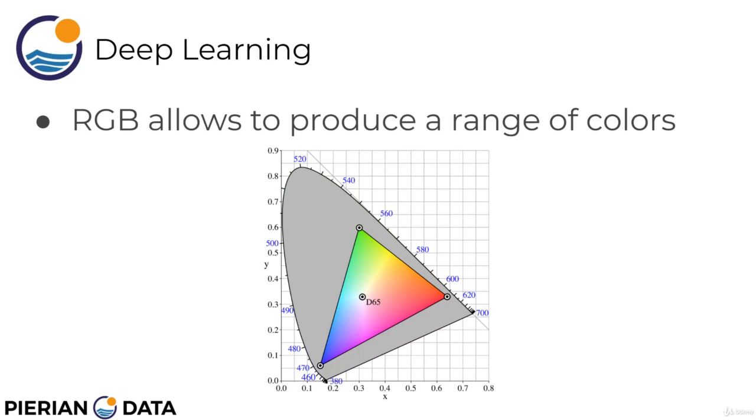So you're not going to be able to see things like ultraviolet or infrared, but RGB does allow you to create what's known here as this range of colors.